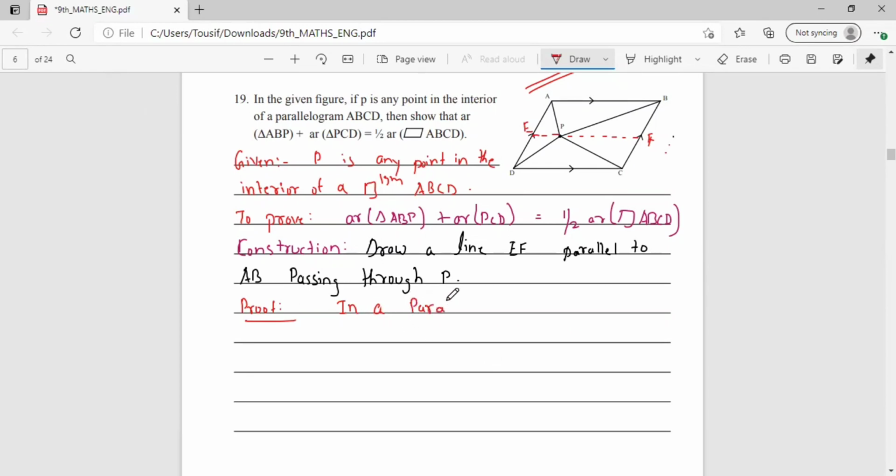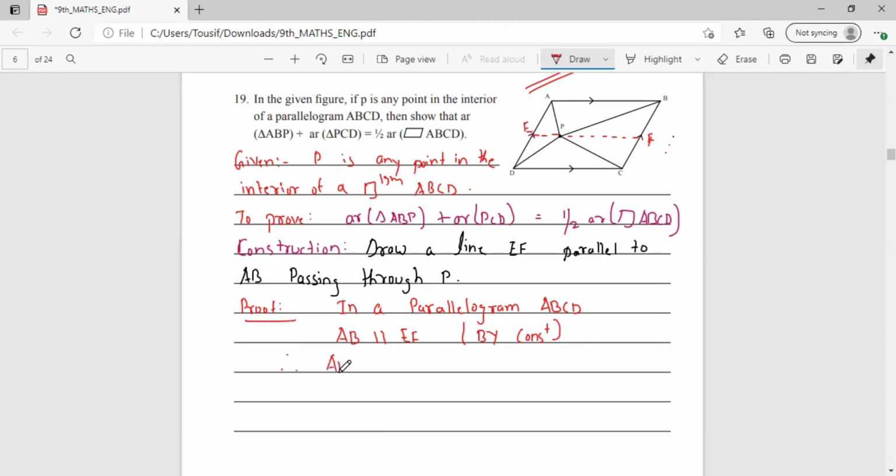In a parallelogram ABCD, AB is parallel to EF. How can we say that? That is by construction. Okay, so already we know ABCD is a parallelogram.